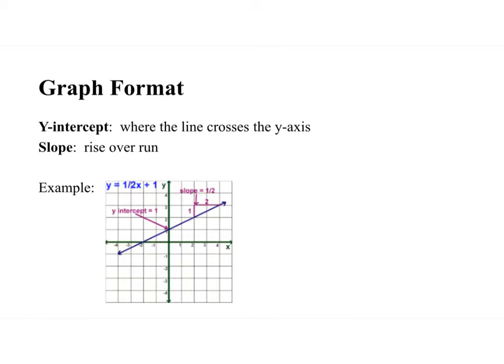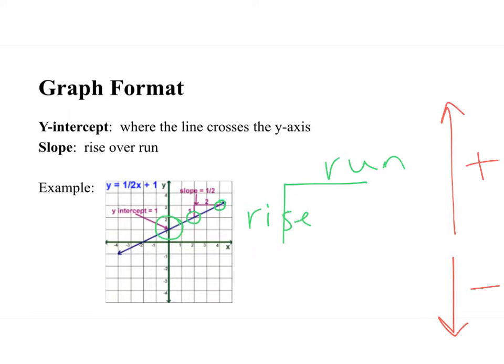So in a graph, the y-intercept, remember, is where it crosses our y-axis. And for slope, that's where we go from one point to the next point, and it is our rise over our run. So we think about rise over run. If it's a rise that goes up, it's a positive rise. If it goes down, it's a negative rise.